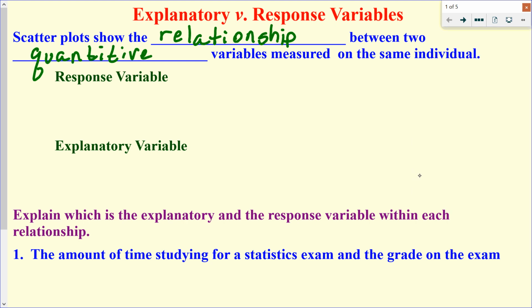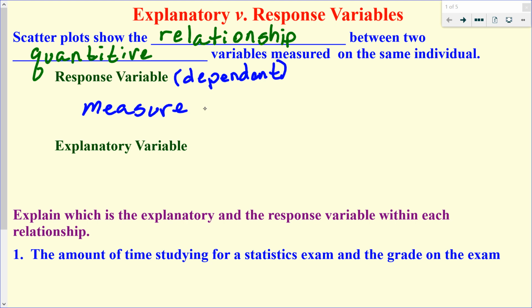Now, the response variable, you recall, can be thought of, though it's not exactly the same, as the dependent variable. The variable we're looking for an explanation. They are measuring an outcome. So they're looking to provide us end result information.